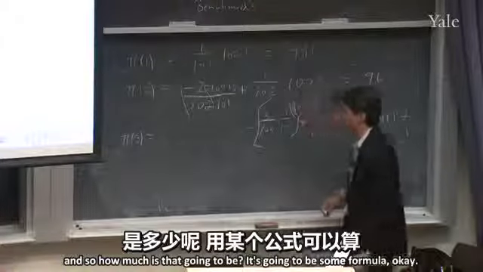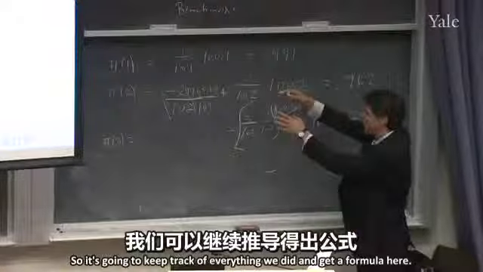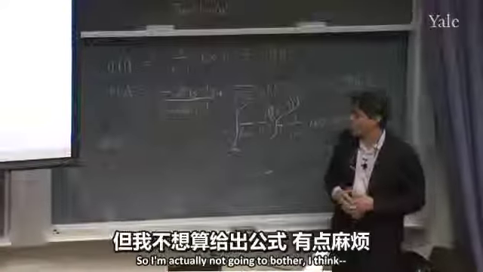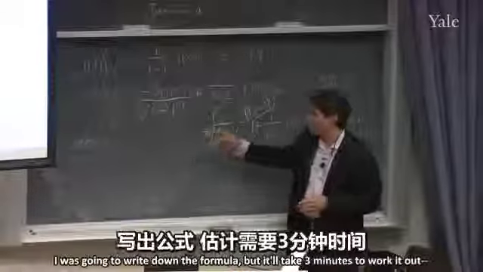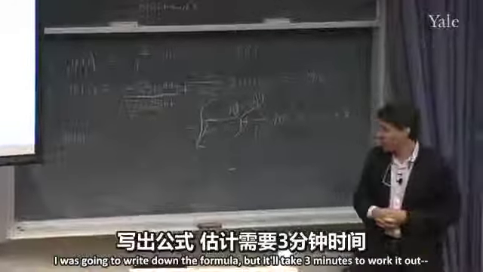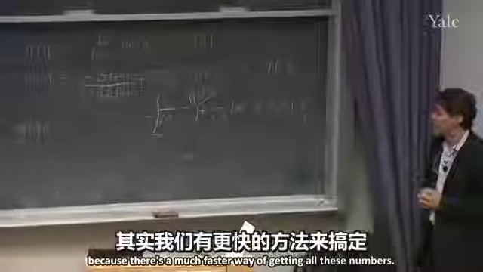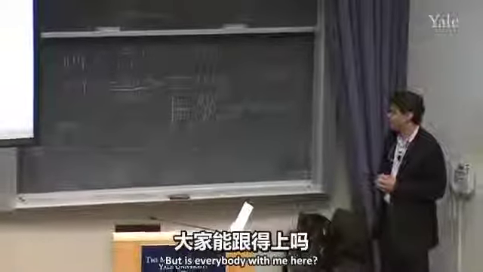It's going to be some formula, okay? So it's going to keep track of everything we did and get a formula here. So I'm actually not going to bother, I think. I was going to write down the formula, but it'll take 3 minutes to work it out because there's a much faster way of getting all these numbers.